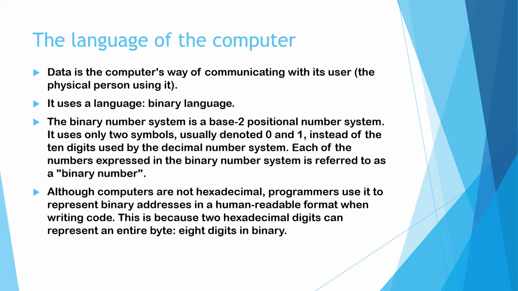Data is also essential for the language of the computer. Indeed, data is the computer's way of communicating with its user, who are the users. The users are those physical persons using it. The computer uses a language which is called binary language. The binary number system is a base 2 positional number system. It uses only 2 symbols, usually denoted 0 and 1, instead of the 10 digits used by the decimal number system. Each of the numbers expressed in the binary number system is referred to as a binary number.